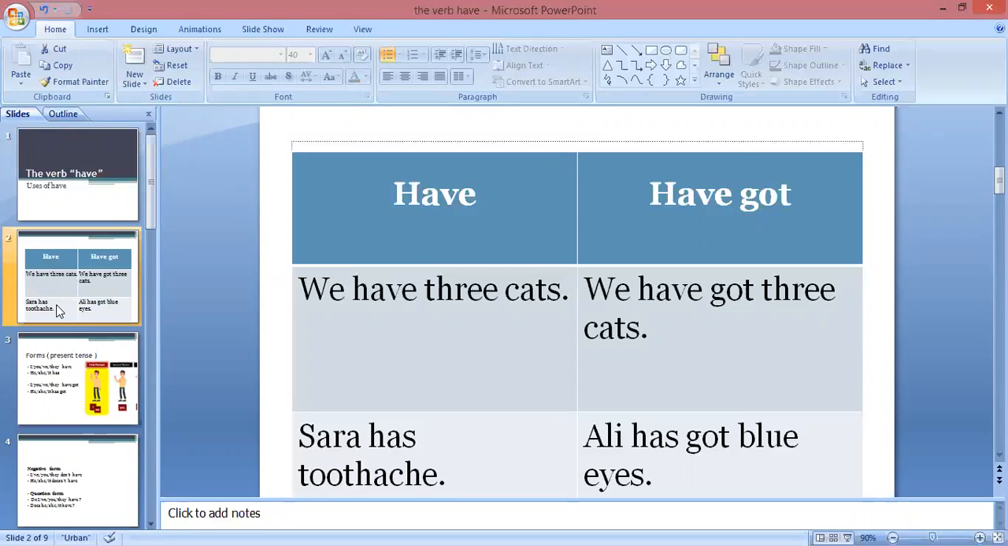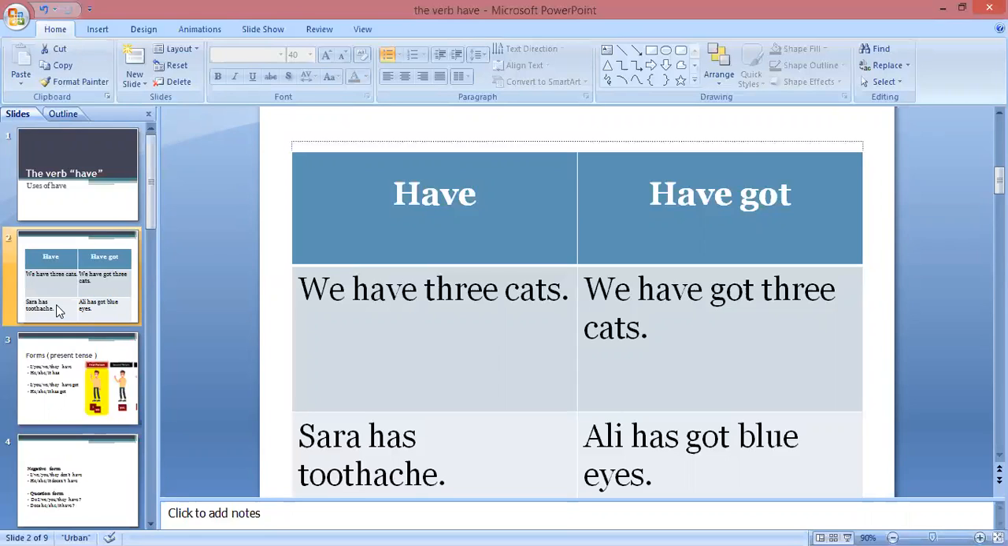Here, have and have got mean the same thing. We can normally use either form, but have got is more informal. We all know that there are formal and informal verbs, words, and sentences. So have got is an informal verb.